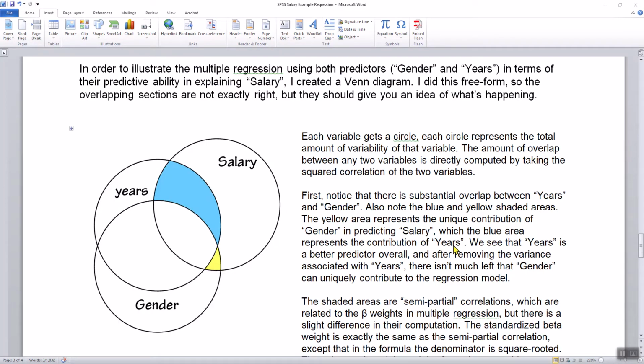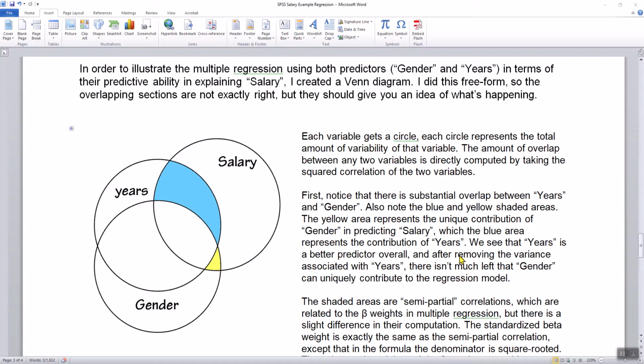Okay, so I created this Venn diagram just for this example. When you do Venn diagrams to illustrate multiple regression, the thing to understand is that each variable is represented as a circle, and the circle represents all of the variance that's attributable within that circle.